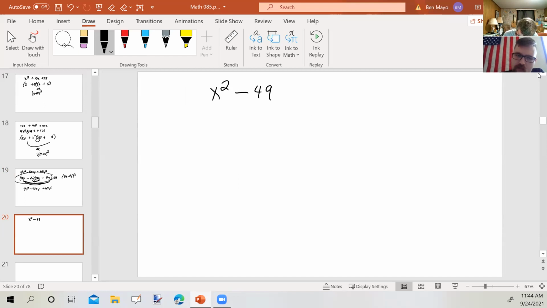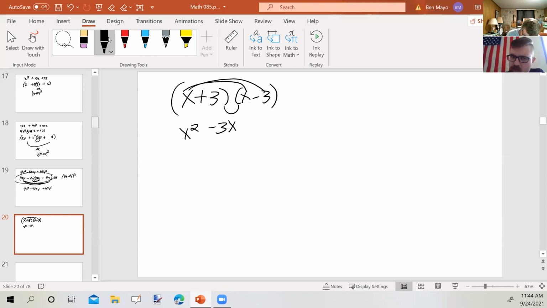What if I take, in fact, let's come back to this. Let's just forget that for a moment. What if I have x plus 3 times x minus 3, and I FOIL that together? I get x squared minus 3x plus 3x minus 9. When I go to combine like terms, these 2 middle terms cancel each other out, and I'm left with that.